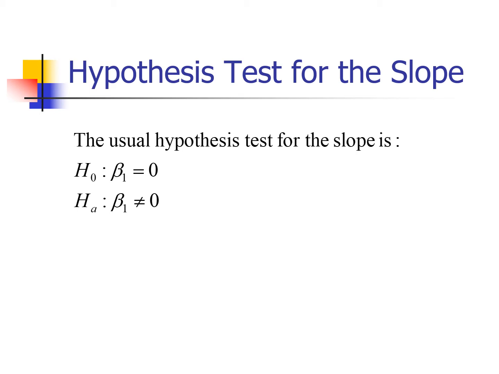We're going to specify this in words in the next couple slides, but we're really testing the null hypothesis, there is no linear relationship between x and y, and the alternative is that there is some linear relationship between x and y.